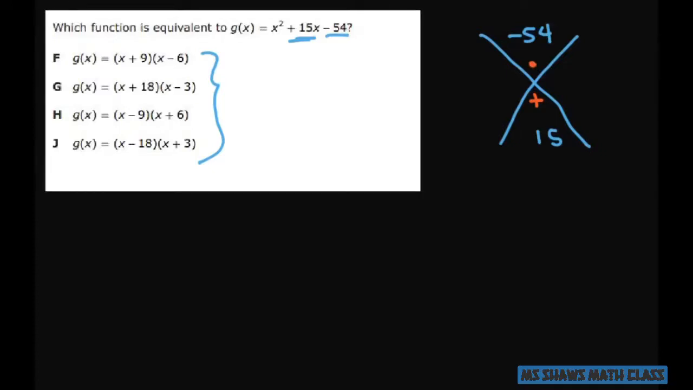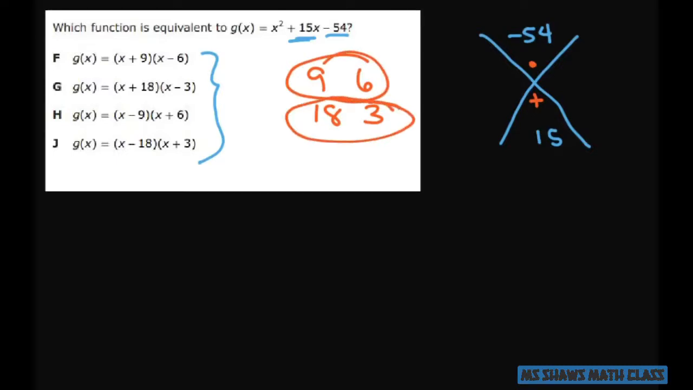And we can look at the answers. They have 9 and 6, and they have 18 and 3 as our factors. Both look like they equal 15. So if you try 9 and 6, you need a negative, so both of these have to be negative. But if you combine them, you don't get a positive 15, you get a negative 15. So we can't use that.